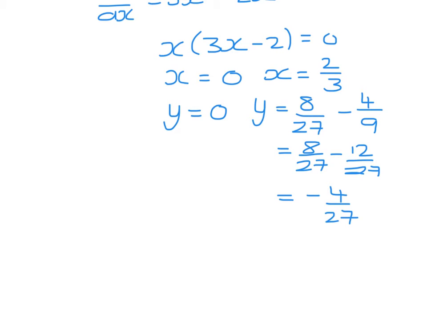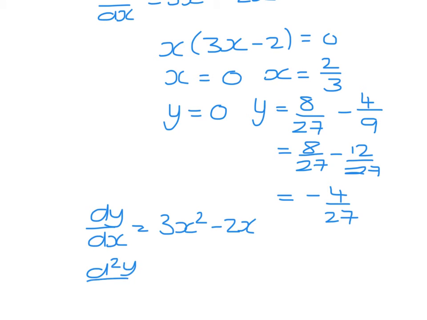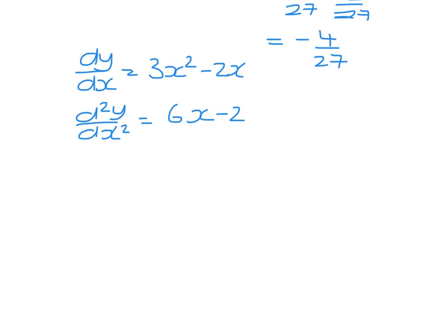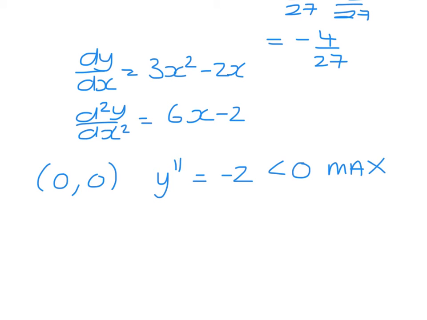Now we have to determine what type of turning points we have, and I had that dy/dx equals 3x squared minus 2x. If I differentiate again, I get 6x minus 2. Now when x is 0 and y is 0, the second differential will be 6 times 0 minus 2, which is less than 0. That means that it is a maximum.